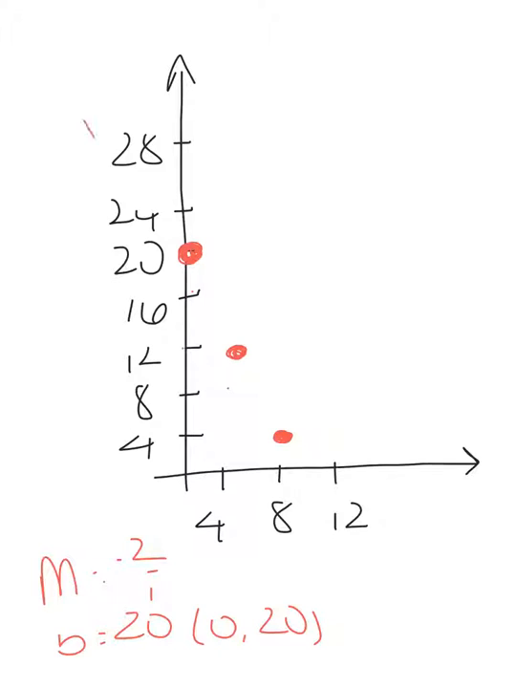Notice my graph is scaled by 4s. So going down 8 over 4 is the same thing as going down 2 and over 1.